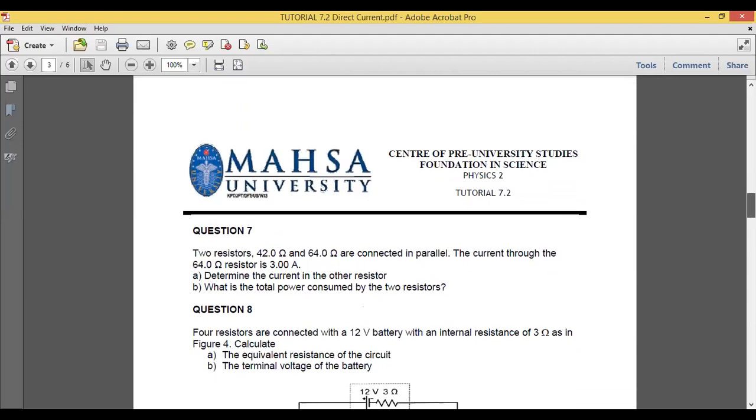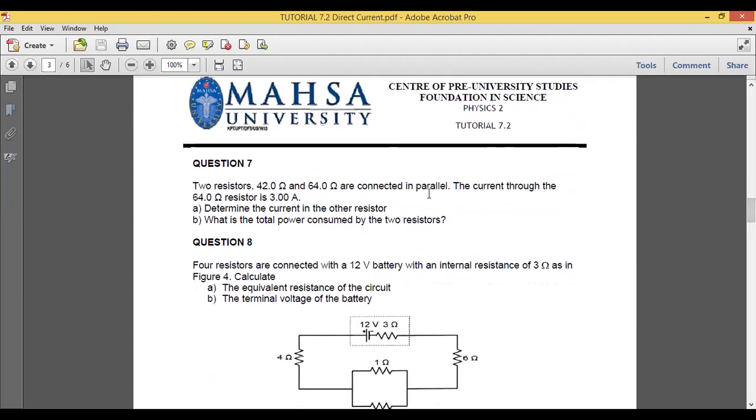Question 7, you have a parallel connection. So you need to apply the same concept, but now you have two resistors connected in parallel. So what happens to the current? For each resistor it must be different. How about the voltage? The voltage value across each resistor must be the same. So remember that concept. Then how to calculate power? You need to use the formula of power.